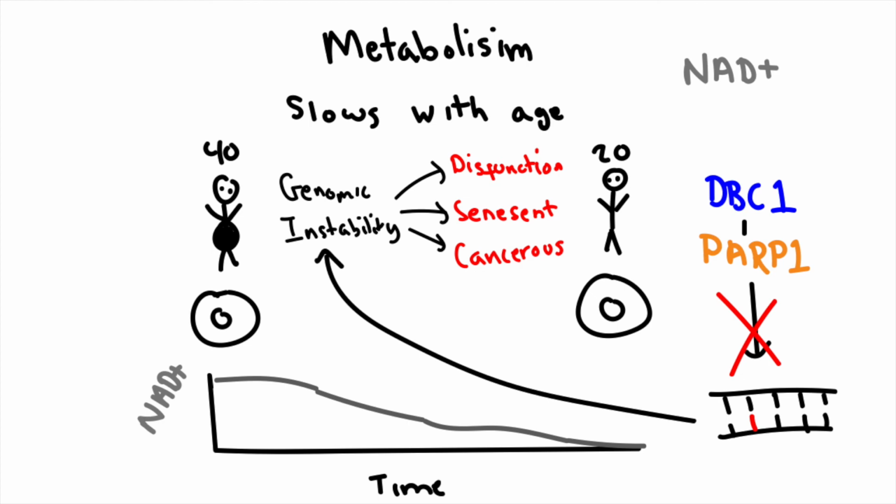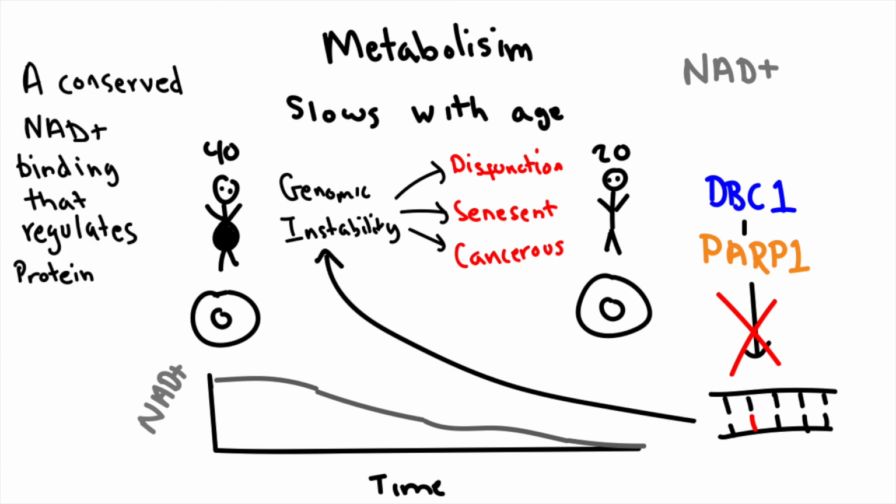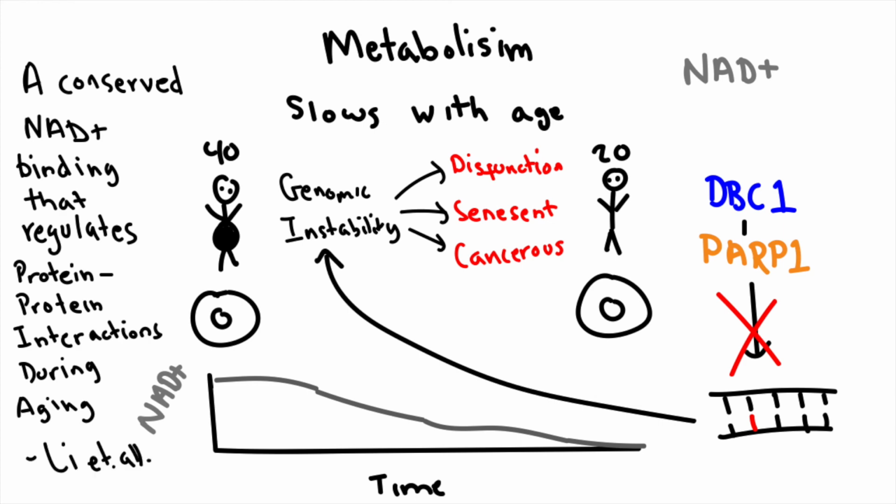While this more or less concludes the study and sheds light onto some of the reasons why genomic instability increases with age, it is important to know a bit about the primary paper that reaches this conclusion. It is called A Conserved NAD+ Binding Pocket That Regulates Protein-Protein Interactions During Aging by Lee et al. While this paper is convincing, there are some instances of data omission and potential conflict of interest with the primary author. Regardless, it still seems likely that this is one of the possible reasons for increasing genetic instability with age, but be sure to use a critical eye.